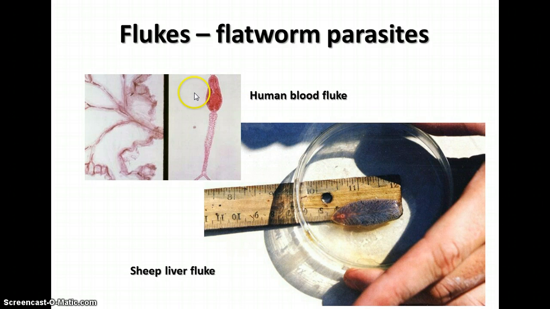Flukes are blood parasites. Here's a human blood fluke, and that's microscopic, but then here's a sheep liver fluke that is obviously not. 4.5 centimeters is a pretty big fluke. But they do infect their hosts by the larva burrowing into the skin and then migrating to the part of the body that they will parasitize.